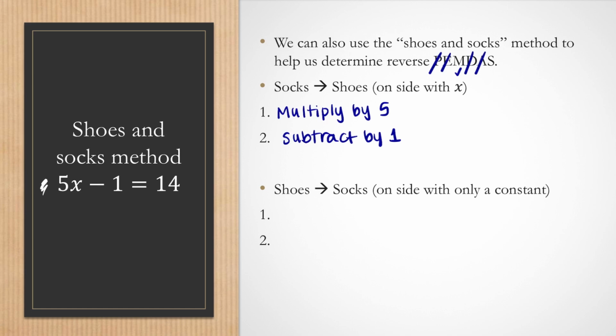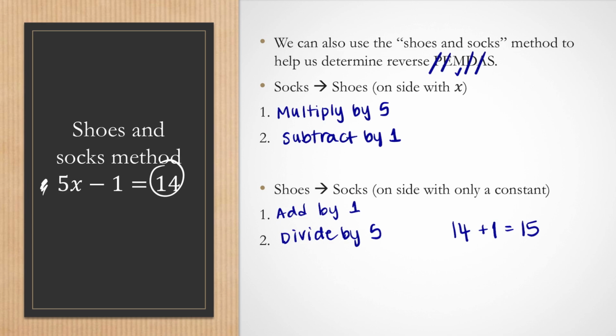So to go the other way, we would not only switch the order, but we also have to do the inverse in order to get rid of the operation. So I would add by 1, sorry, and then I would divide by 5. And I'm going to apply this to the side with just the constant, which in this case is the 14. So I would take 14, I would add 1, which is 15. Actually, I'm going to erase that, and I'm going to put it next to my step 1. So I did 14 plus 1 is 15, and then I divide it by 5, which is 3. So my answer is x equals 3.